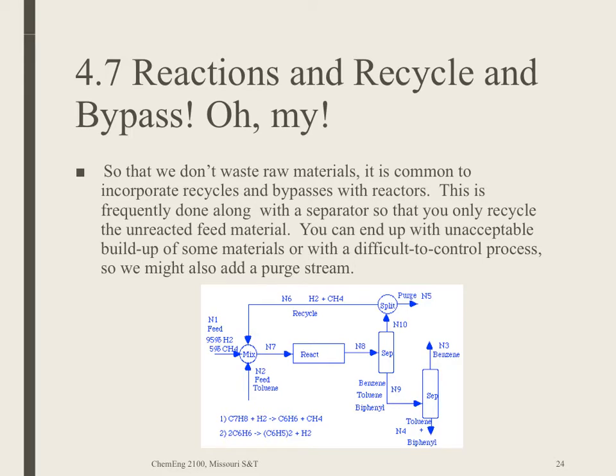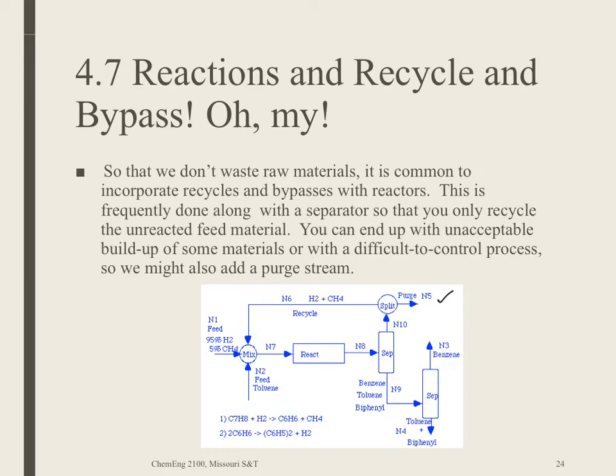If I end up with an unacceptable buildup of certain materials, then I will need to add a purge stream, which is going to be this little extra exit stream up here. So in this particular case, we're not going to analyze this in particular, but I have some hydrogen and methane being fed into a mixture where they're mixed with nitrogen and toluene, and then this mixture plus the recycle stream is going to be fed into the reactor.